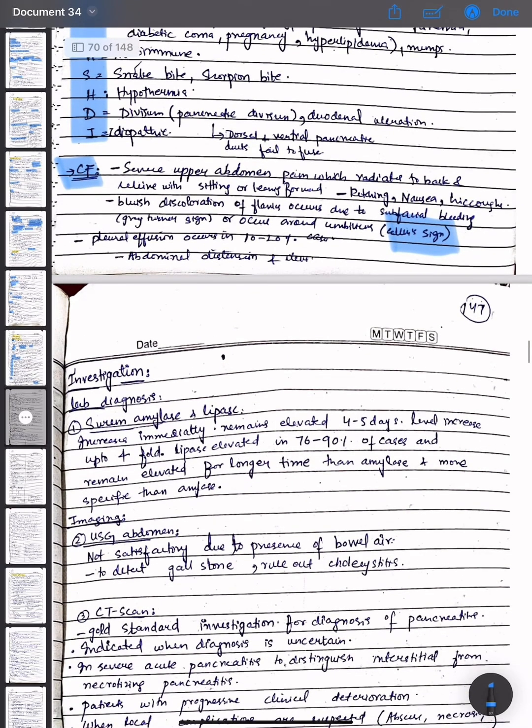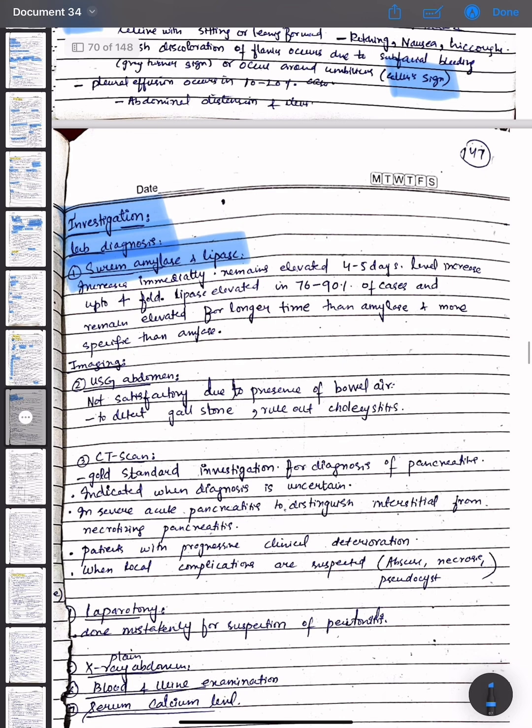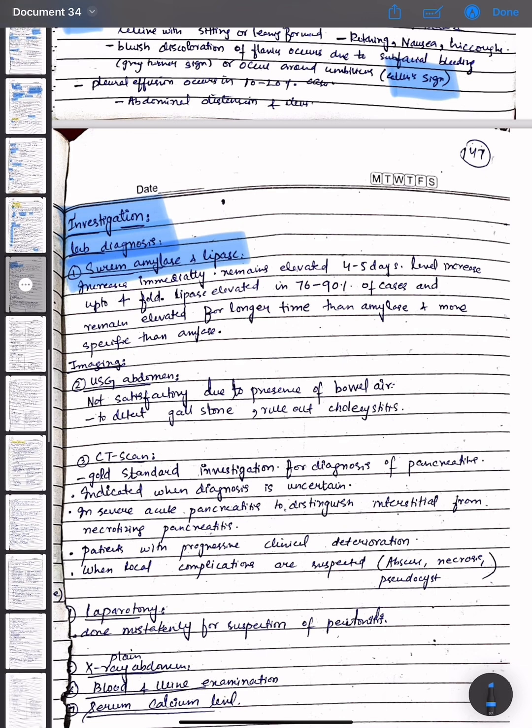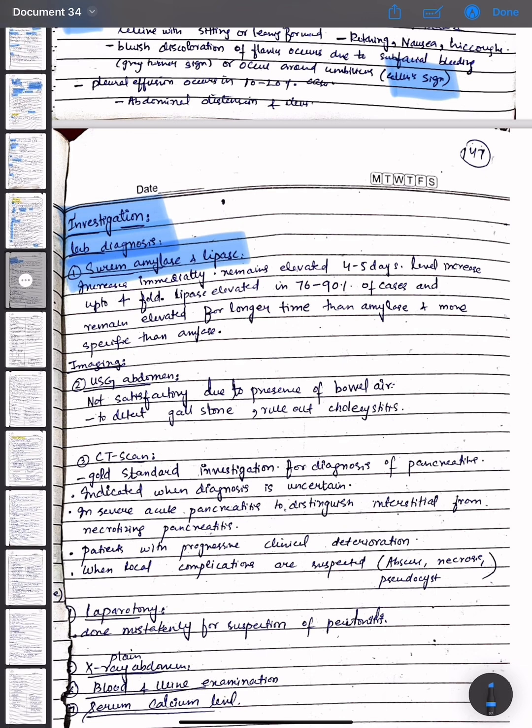Now, what are the investigation options? These are lab diagnosis, that is serum amylase and lipase. Amylase increases immediately and remains elevated for 4 to 5 days. The level increases up to fourfold. Lipase is elevated in 76 to 90% of the cases, remains elevated for a longer time than amylase, and is more specific than amylase.